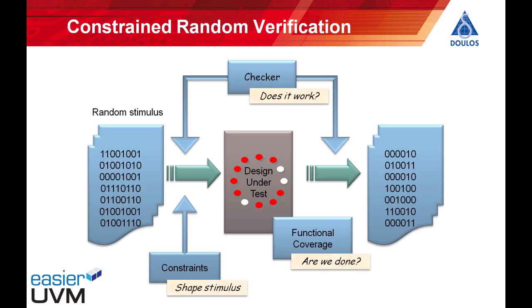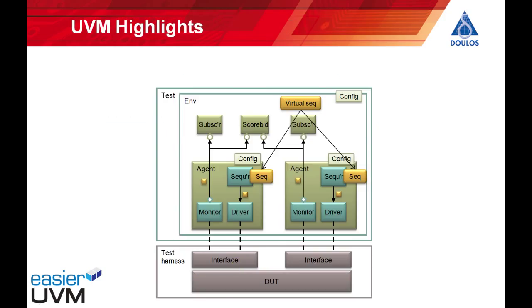So now I'm going to relate these 3 Cs, checkers, coverage and constraints, to the UVM verification environment, and we'll see how it all fits together. So going back to this picture of a UVM verification environment, which, not by coincidence, is the sort of shape of the environment that we get generated from the Easier UVM code generator, let's have a look at how everything fits together. So as I've already said, we have one agent per interface.